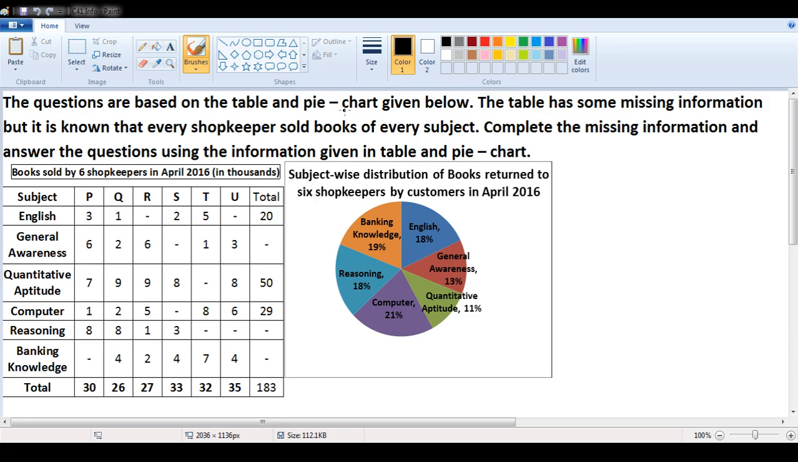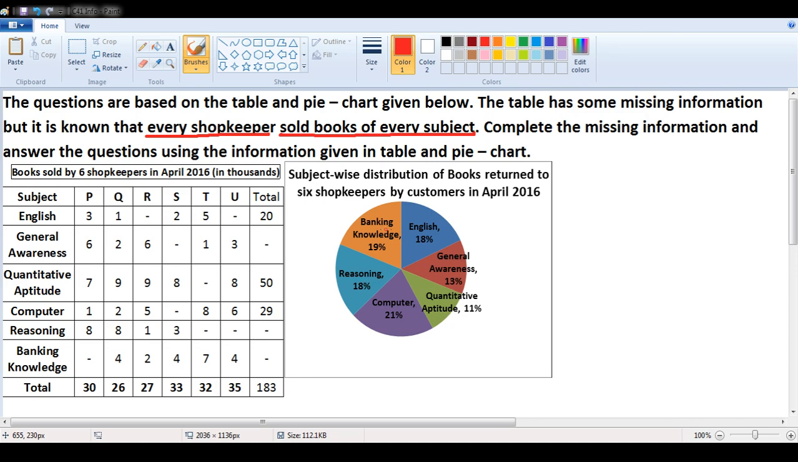Now see here. The questions are based on the table and pie chart given below. The table has some missing information, but it is known that every shopkeeper sold books of every subject. Right? Every shopkeeper sold books of every subject. Complete the missing information and answer the questions using the information given in table and pie chart.